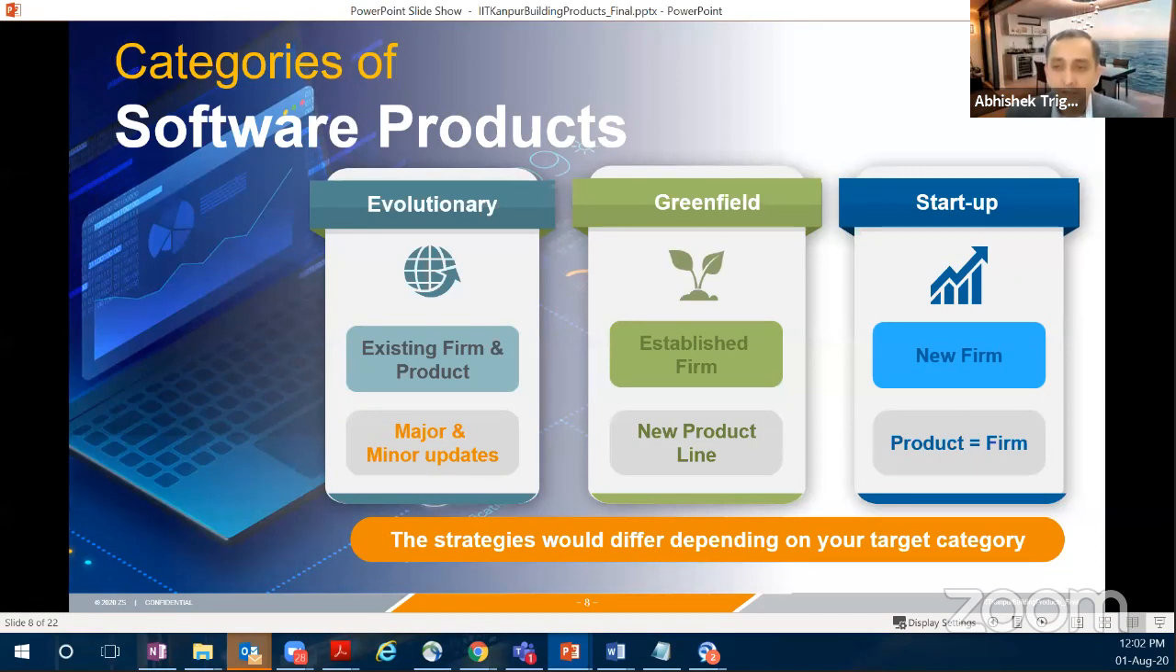You can do a complete rewrite, you can do a minor update, but at the end of the day, it's an evolutionary use case. The second is that of a greenfield bucket, where you have an established firm, but you're trying to create a new product line. So it's greenfield not for the firm overall, but it's a greenfield initiative where you're launching a new product line.